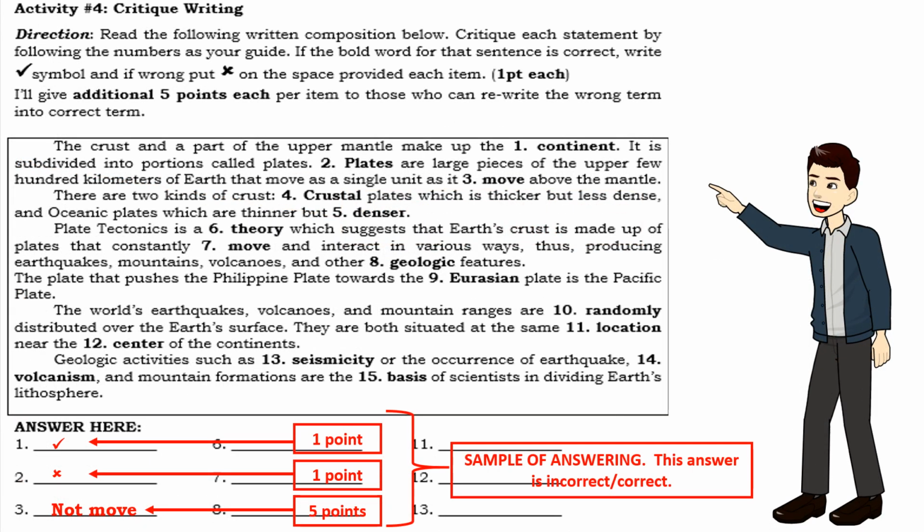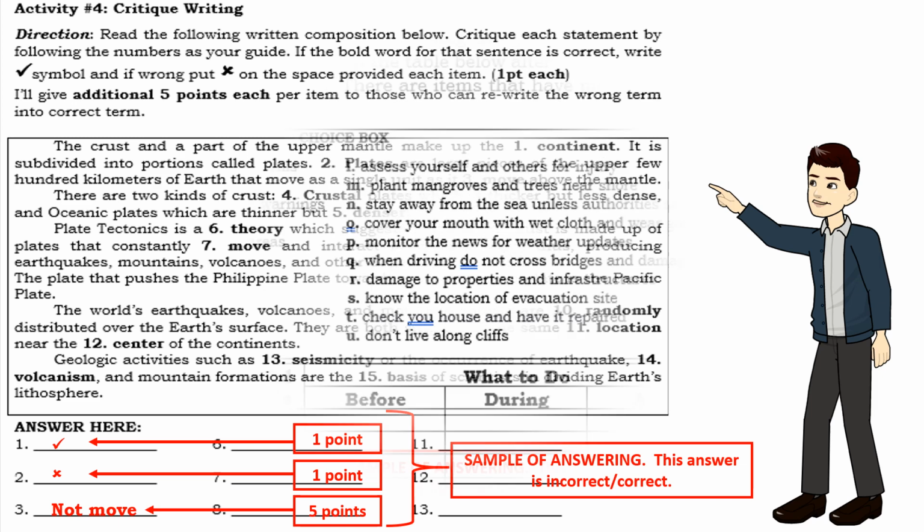In your module in the Deepen part, page 21, Activity 3 is critique writing. All you have to do is read the following written composition below. Critique each statement by following the numbers as your guide. If the bold word for that sentence is correct, write a check symbol, and if wrong, put an X symbol on the space provided for each item. I'll give an additional 5 points per item to those who can rewrite the wrong term into the correct term. A sample of how to answer is shown.